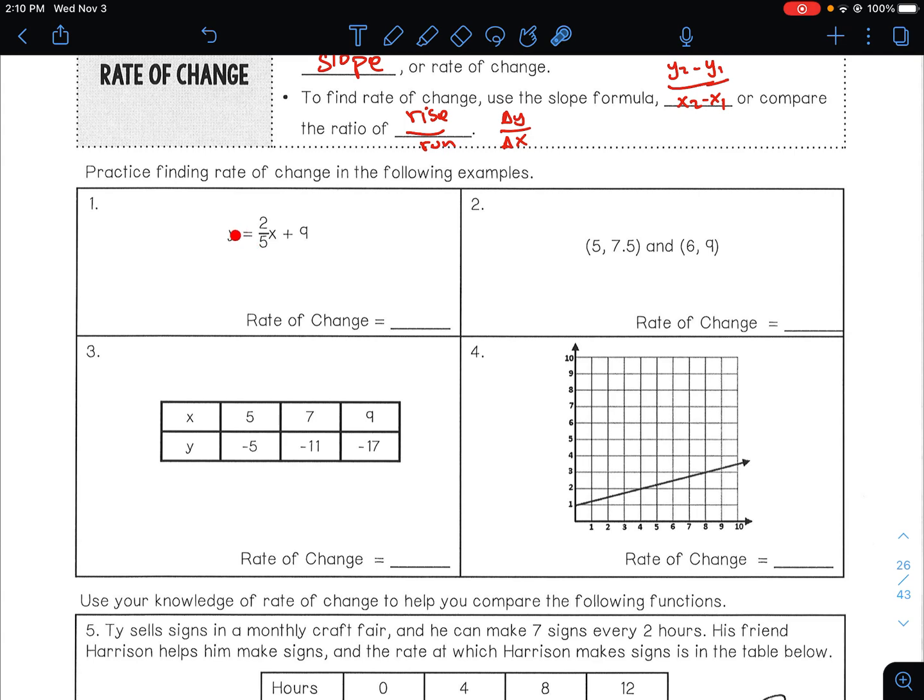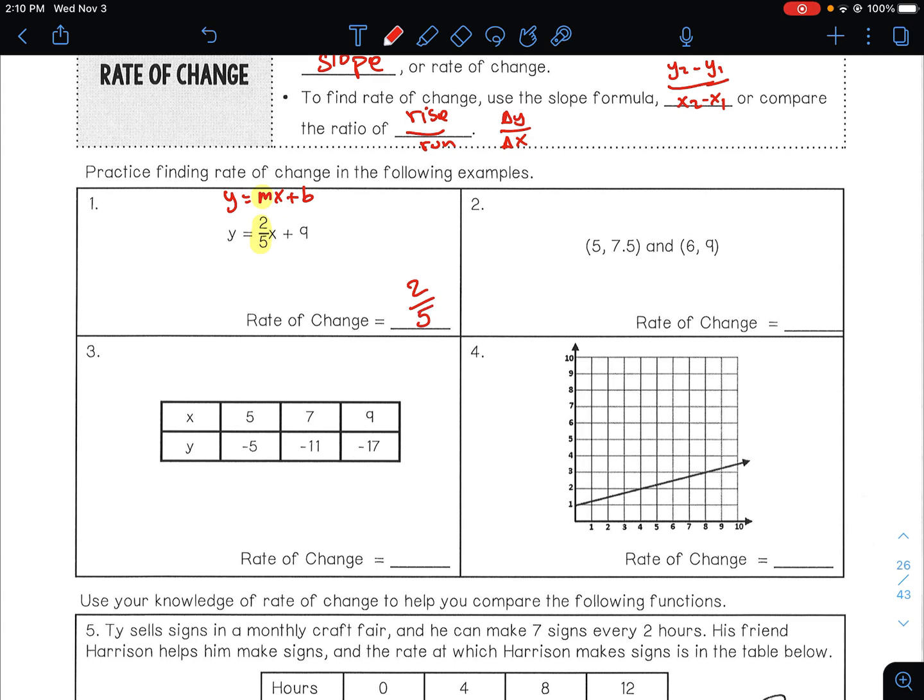Rate of change when an equation is written in y equals mx plus b form, like this one. Remember, y equals something x plus b. Remember, the m is the slope, right? So the slope is always multiplied by the x. So in this equation, we have y. There's the slope. It's just multiplied by the x. It's 2/5. So the rate of change or slope is 2/5.